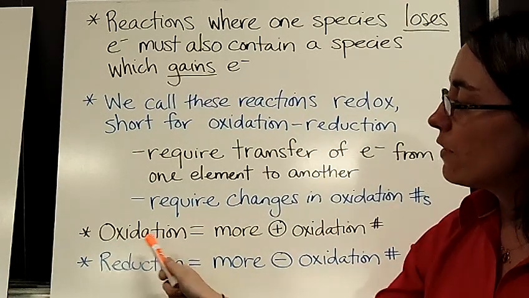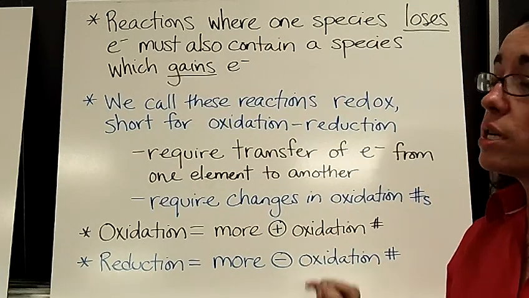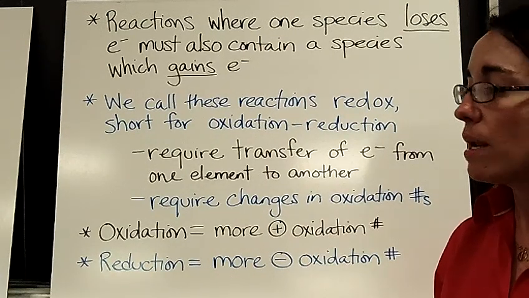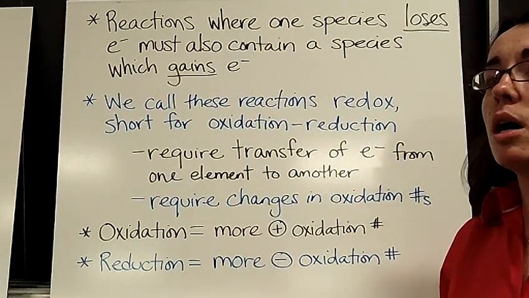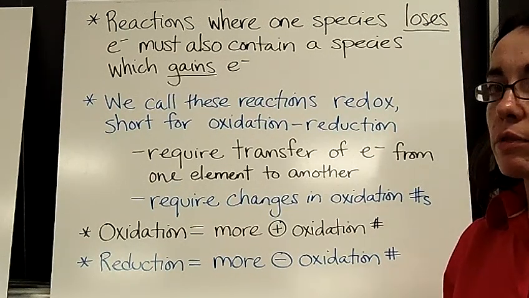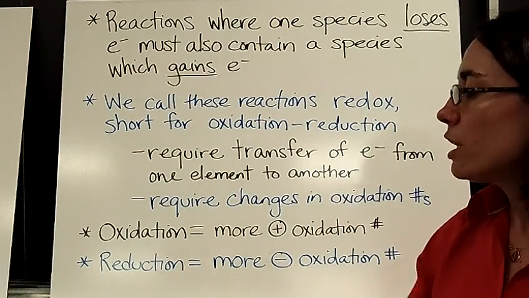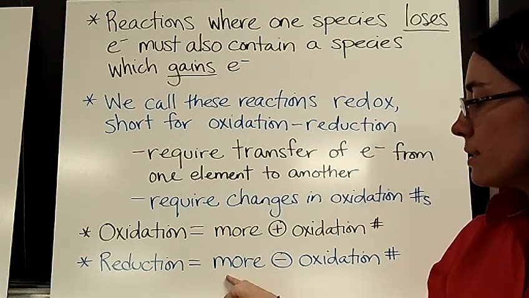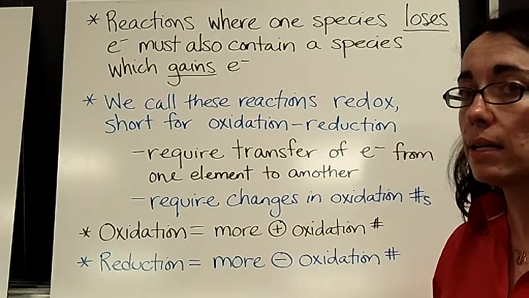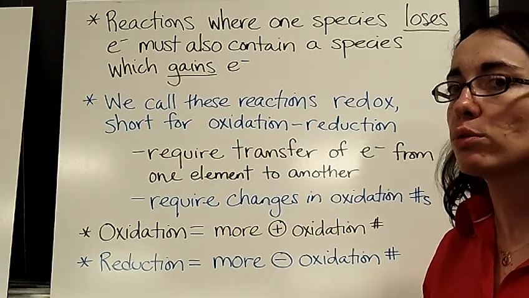One way to identify oxidation is that the oxidation number becomes more positive. It may not actually be positive, but becomes either larger in the positive direction or more headed towards the positive direction. Reduction, on the other hand, your oxidation number becomes more negative. It may not actually get negative, but it heads more in that direction.